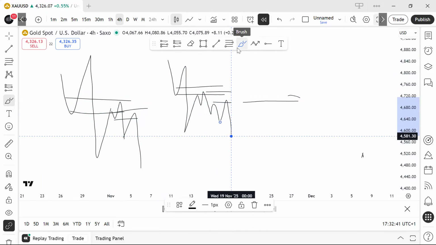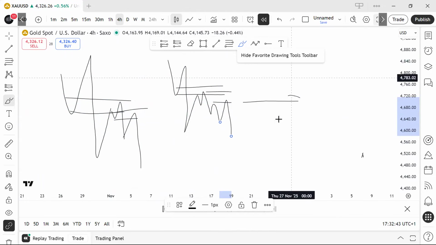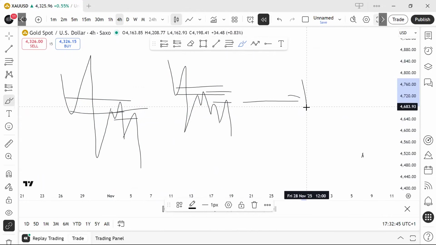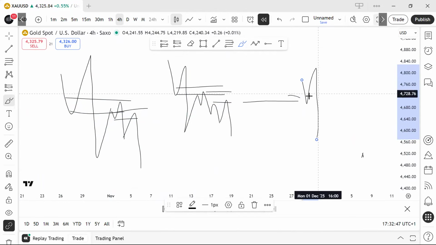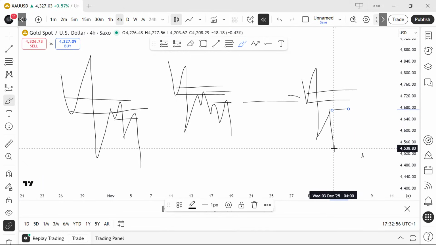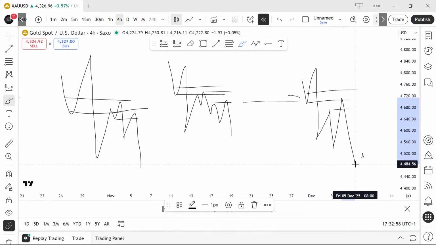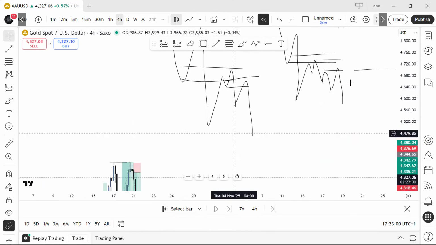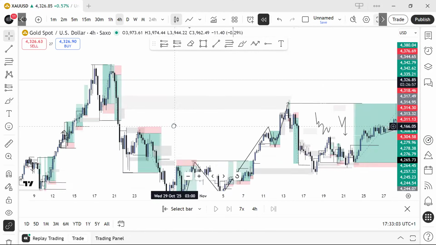Or you wait for an inducement. So you have your POI area here, and you wait for an inducement. Price induces a lot of people to sell, but that's not a major move. Then you wait for price to enter here and you just sell off here. Okay, so let me show you guys a chart example showing you these steps.